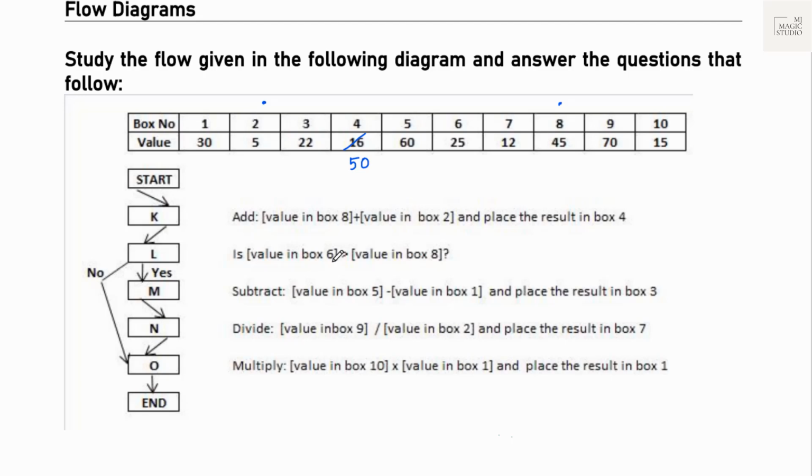Is value in box 6, that is 25, greater than box 8, which is 45? Answer is no. So from no we will go straight to O. Multiply value in box 10, 15, into box 1, 30. That will be 450 and place in 1. Now it ends. So once this flow diagram is done, the value at box 1 and 4 is only changed. Other values remain same. Now we will have 3 questions which we need to answer.